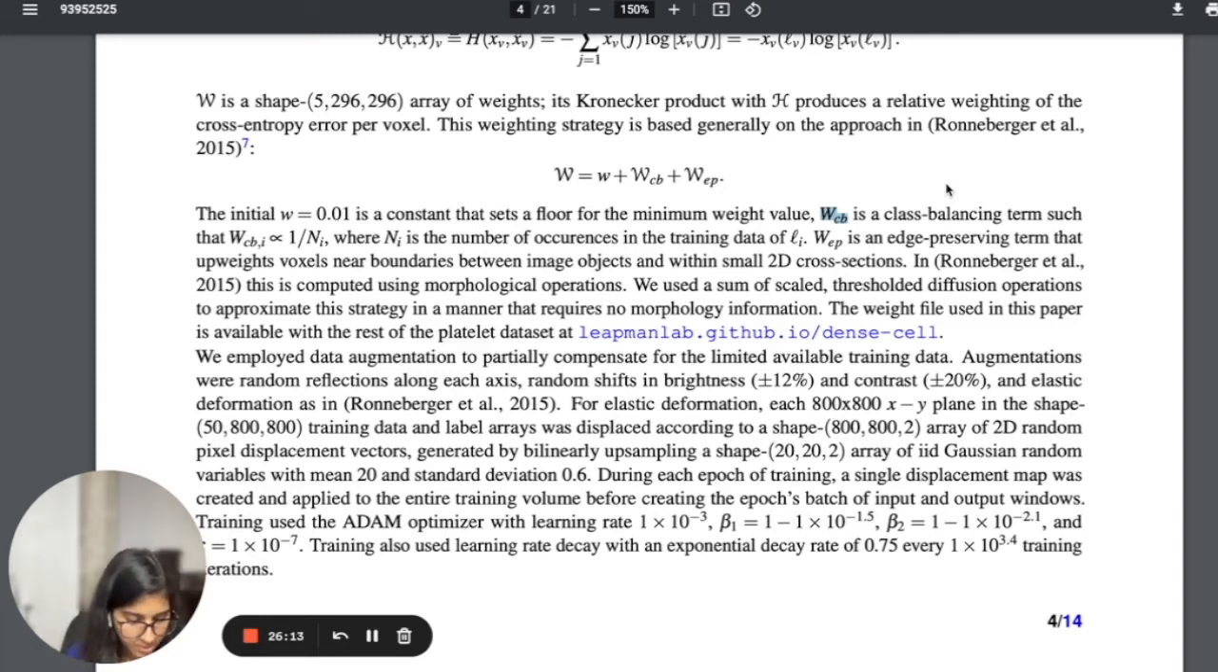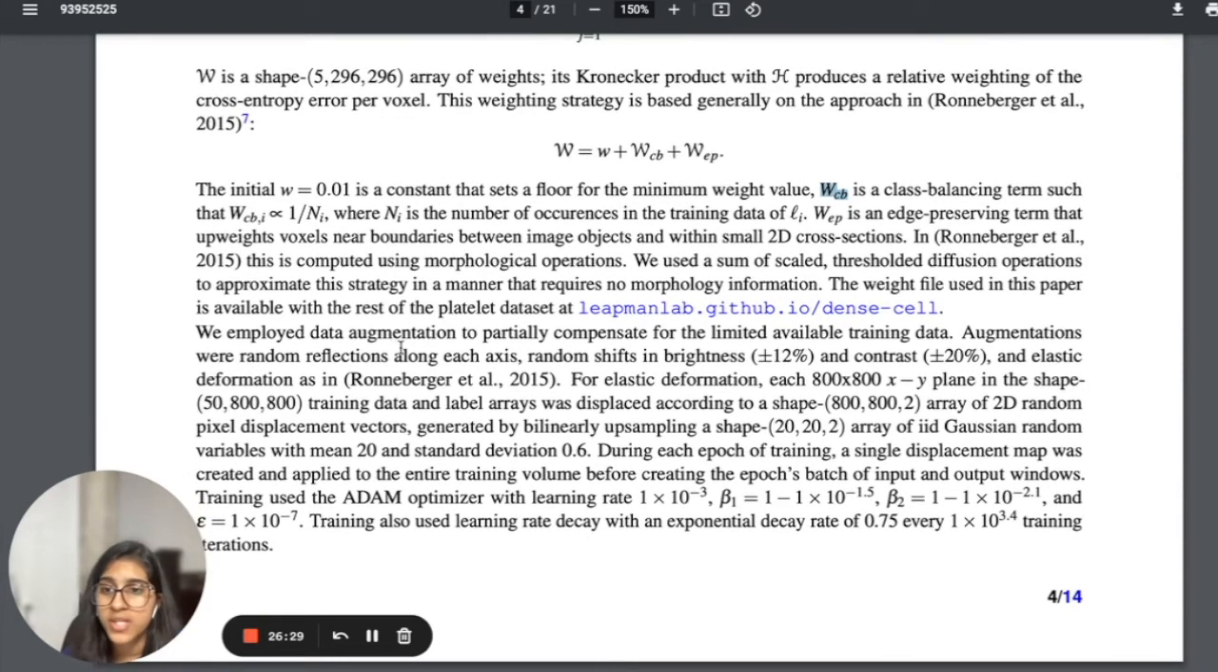We also have WEP, which it does talk about as well, and it's an edge preserving term because, as we mentioned, when we have nanoscale images, it's hard to differentiate between different cells and organelles, and so this just makes it a lot easier. We also, again, use data augmentation, which basically modifies the images in the data set and then adds them to the data set so that you have more training data because, again, they had 2 human samples, so obviously there was limited data available.